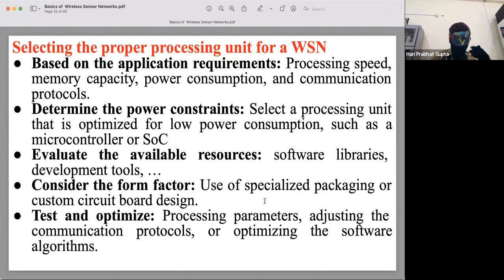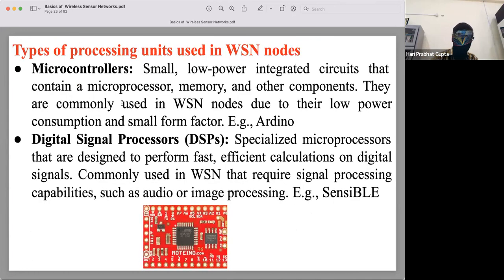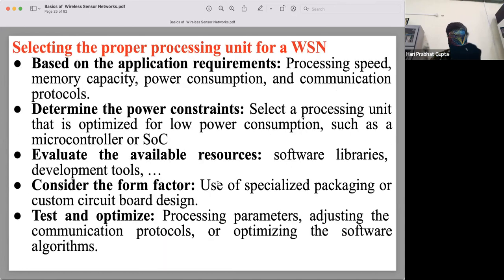So check whether your board supports this type of configuration optimization or not, if you require it. Say, for example, if I need dynamic parameter changes in the communication protocol, then whether this type of controller supports the dynamic changes, or that type of controller supports the dynamic changes in the parameters. So these are some selection criteria that you keep in mind when you select a unit.